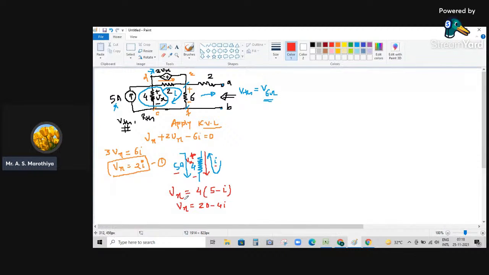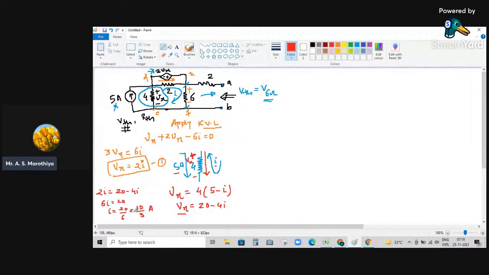Now our objective is to find the value of this I, what this I is going to be. And to calculate that, we know that from equation number 1, Vx is 2 times of I. So I can write this Vx as 2 times of I, which is going to be equal to 20 minus 4I. So if you solve for I can write here as 6I going to be equals to 20, or I can write here as I is going to be 20 by 6, or it is simply 10 by 3 ampere.